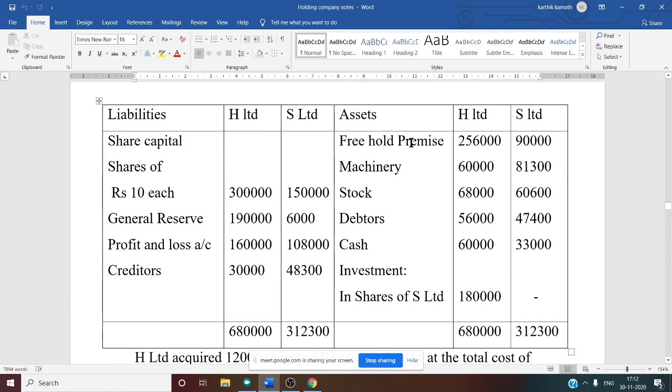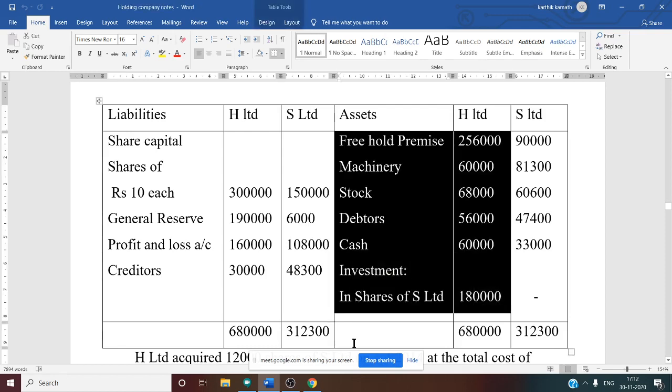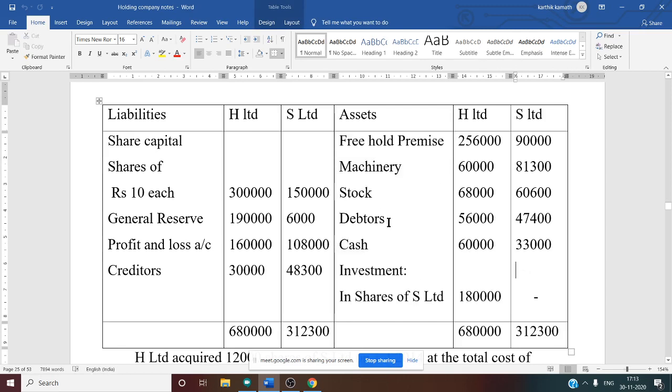If you see the asset side, there is freehold premises and machinery. These are fixed assets. Then stock, debtors and cash are current assets. And then there is an investment, in shares of S Limited, 1,80,000. So this is nothing but the investment made by the holding company in the subsidiary company. The investment amount we know is 1,80,000. The paid up value we have to calculate later.